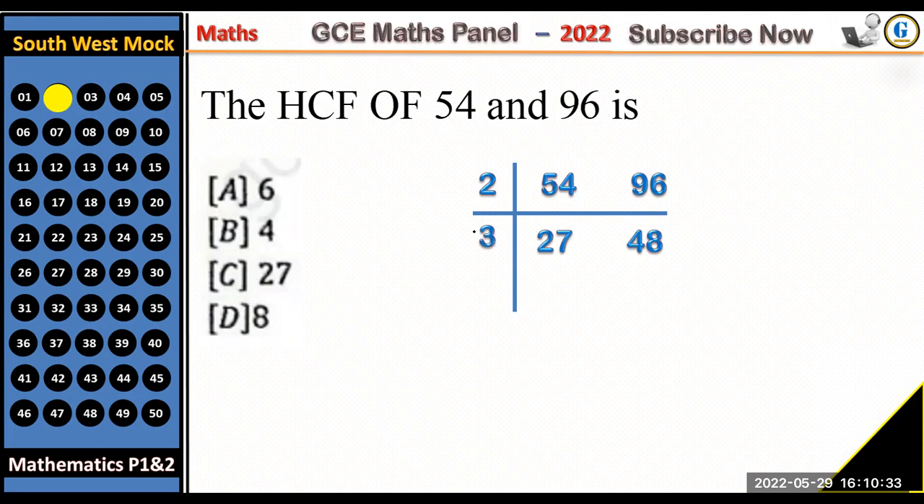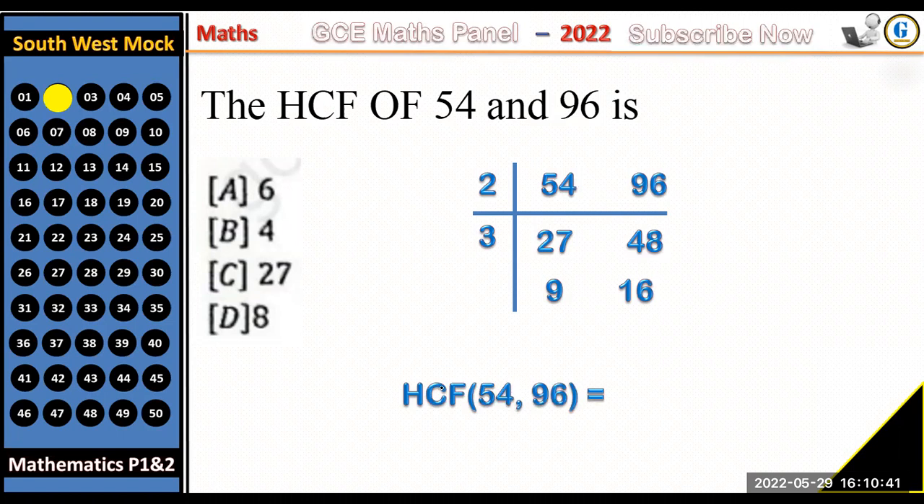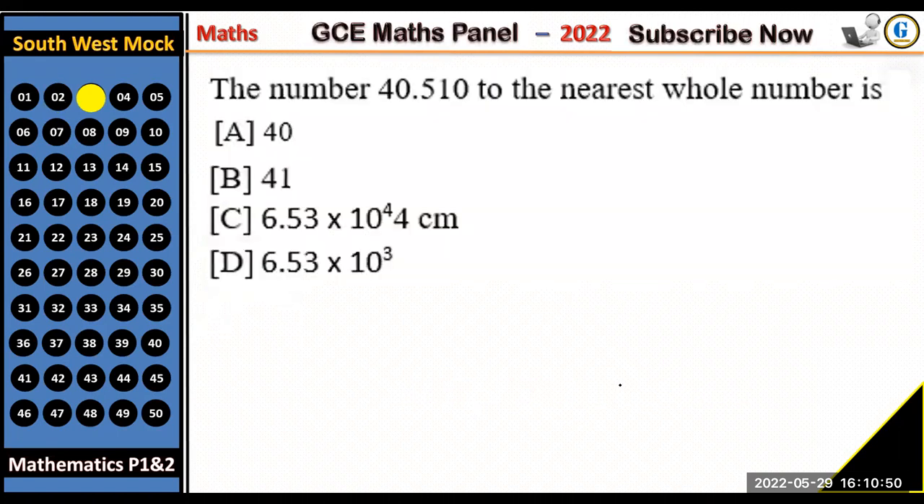So we divide by 3. 27 divided by 3 gives us 9, and 48 divided by 3 gives us 16. There is no other common factor again. So the HCF, or highest common factor, another way to ask the question is to ask for the greatest common divisor of 54 and 96, which is equal to 2 times 3, and that gives us 6.